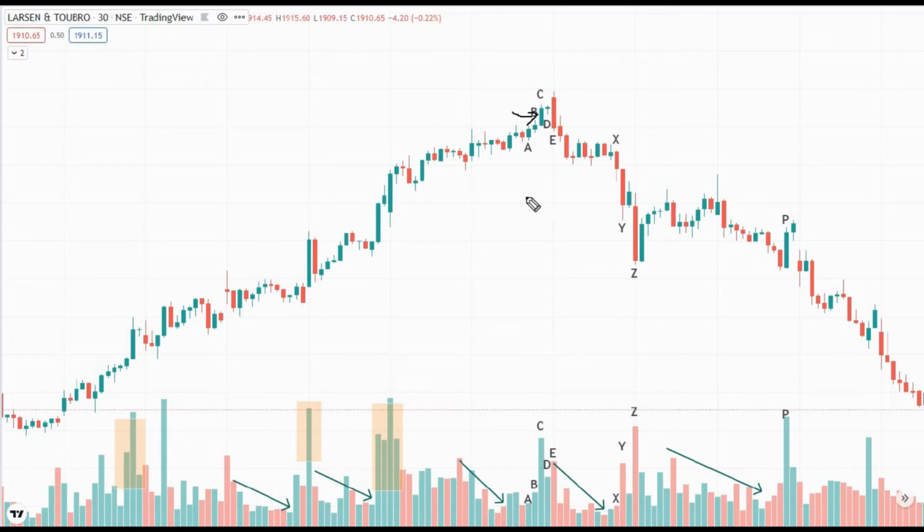But what is happening is that it is forming a very narrow spread candle with relatively higher volumes. The volume is at least 0.7x the previous volume bar, but the spread is even narrower. The spread is 0.3x that of the previous candle, the C candle. So this is also indicating that sellers are now capping the upward price movement in LNT.